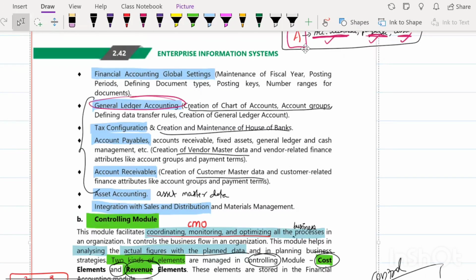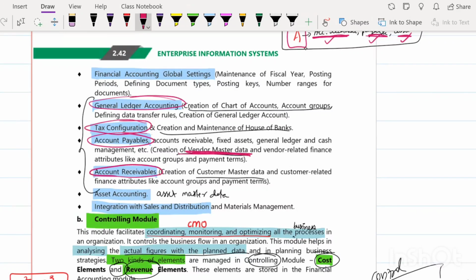After that, you have to put in your tax configuration. That means whatever tax-related matters are there, you have to update into the ERP. Then related to accounts payable, you have to put in all the vendor master data. Related to accounts receivable, all the customer master data, that is customer name, customer GSTIN. All those you have to update. Then related to assets, the asset master data also you have to update.